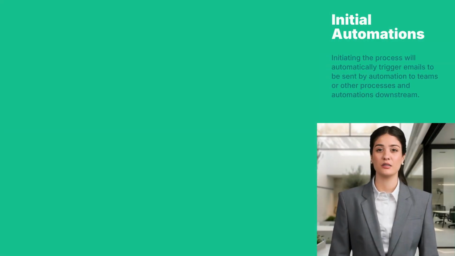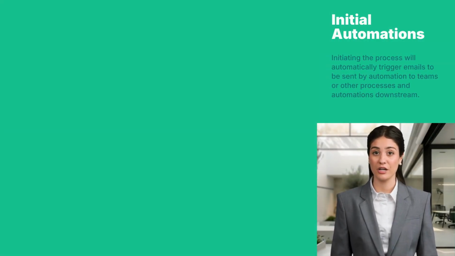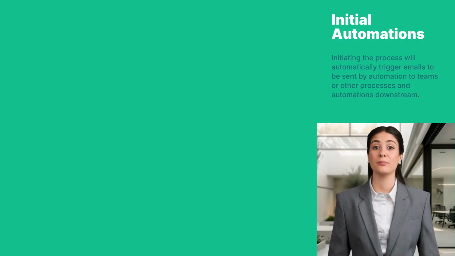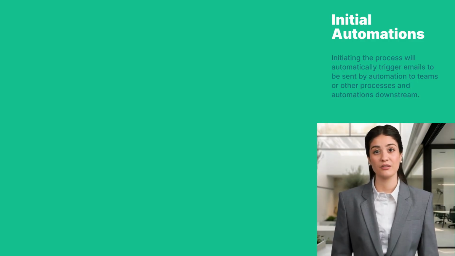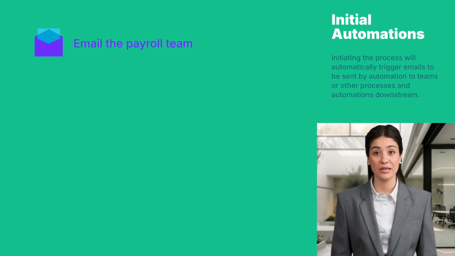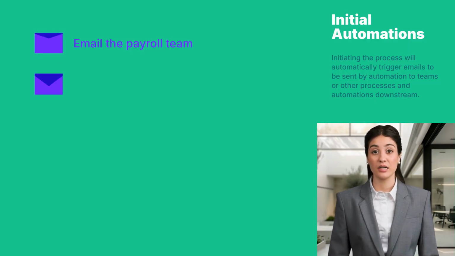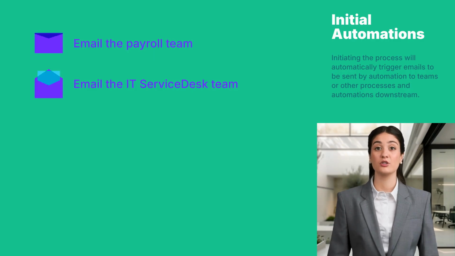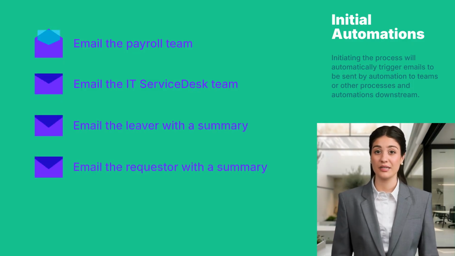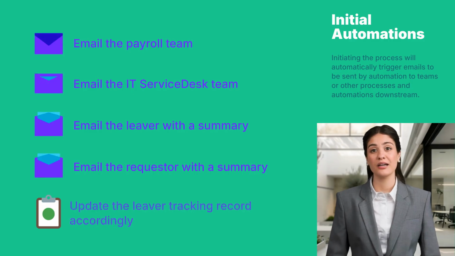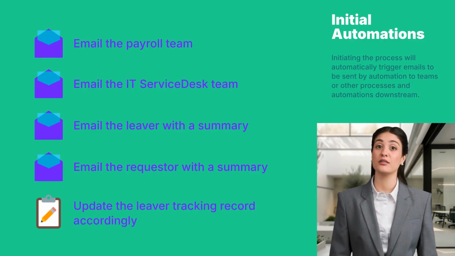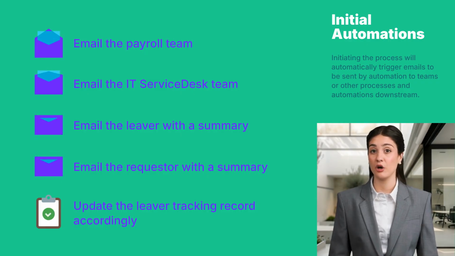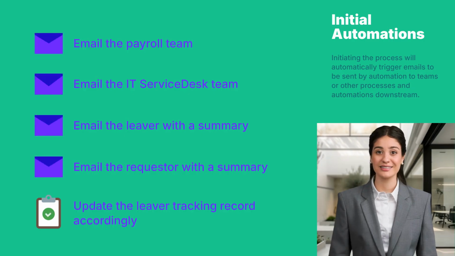On launch of the action list, predefined actions are carried out by the automation to ensure that downstream processes, automation, and activities are completed by the relevant teams. In this example, the automation will send an email to the payroll team, including a summary of the leaver information, the requesting manager, and the leave date. It will send an email to the digital service desk to request that the leaver's user account is disabled on their leave date. It will notify the requesting manager and the leaver, and it will mark and update the leaver tracking record to log sending those notifications, and automation will also update the leaver record status accordingly.